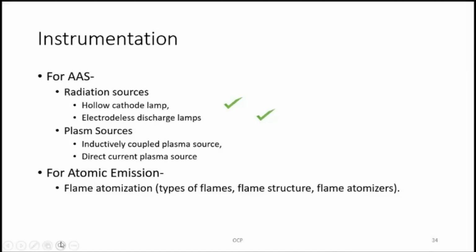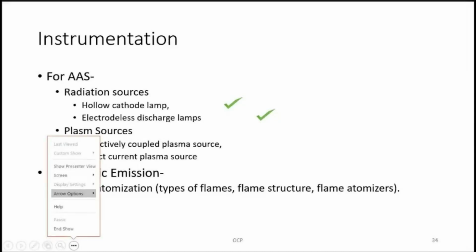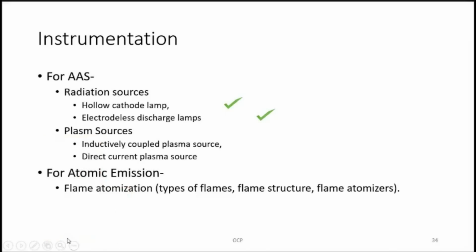So let's start with plasma sources. When we talk about plasma sources, they are mostly associated with atomic absorption spectroscopy and comparatively less associated with atomic emission spectroscopy. Under plasma sources, there are two types: inductively coupled plasma source and direct current plasma source.